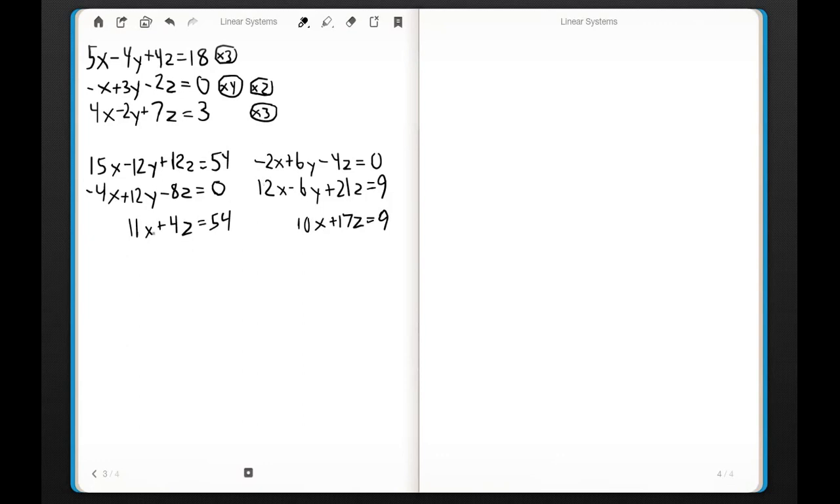Now, we have two equations with both x and z right here. So now we're just doing a simultaneous equation with two variables. We can either pick x's or z's. Either way, it's going to be kind of high because for 17, 11, and 10, there aren't really any lowest common multiples. So let's just pick x. The LCM of 10 and 11 is 110. So we'll need to multiply this one by 10, and we'll need to multiply this one by 11.